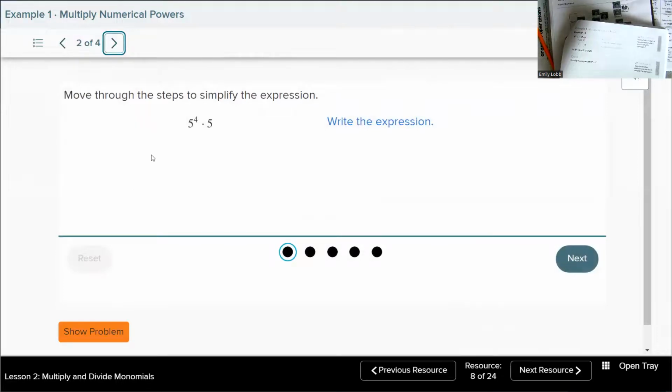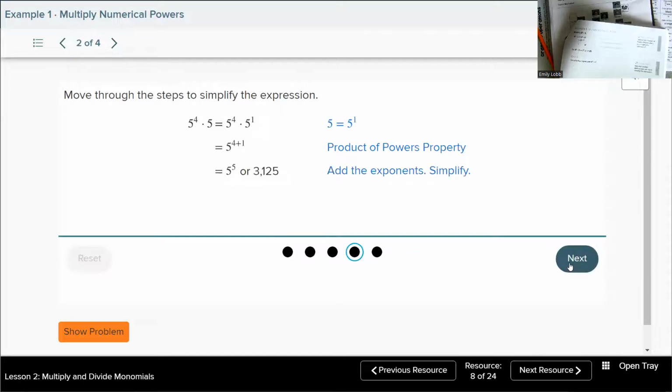So first we're going to write the expression. That's what they did. Next, we have to know that 5 is equal to 5 to the 1st power, right? They showed that as well. Then we can say 5 to the 4 plus 1. That's our product of powers property. These are all in your notes at the top of page 15. And then we have to add the exponents. So 4 plus 1 is 5. And then we can simplify.